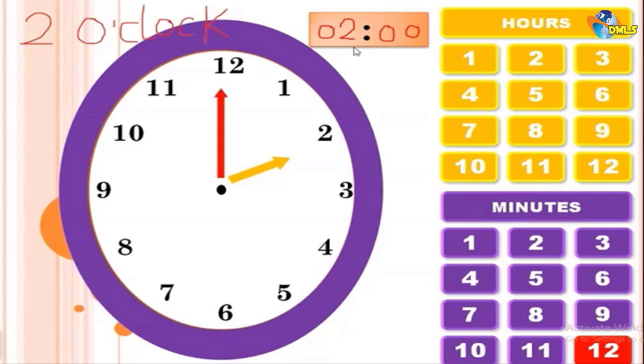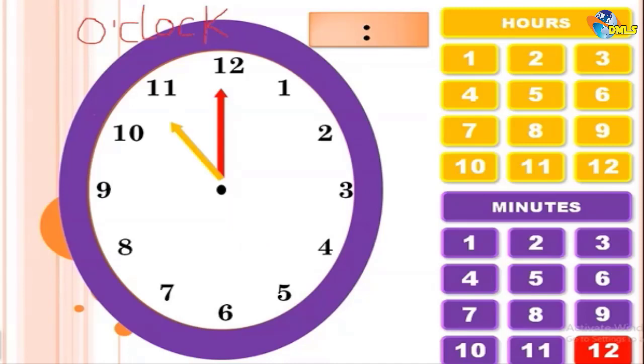And we can see on the digital clock, the time will be like this. We can see that when the minute hand is pointing to 12, it means 0 minutes. Another example. What is the time now? We have to look at the hour hand at first. It's pointing to number 5. Okay. What about the minute hand? It's pointing to 12. So the time is 5 o'clock.